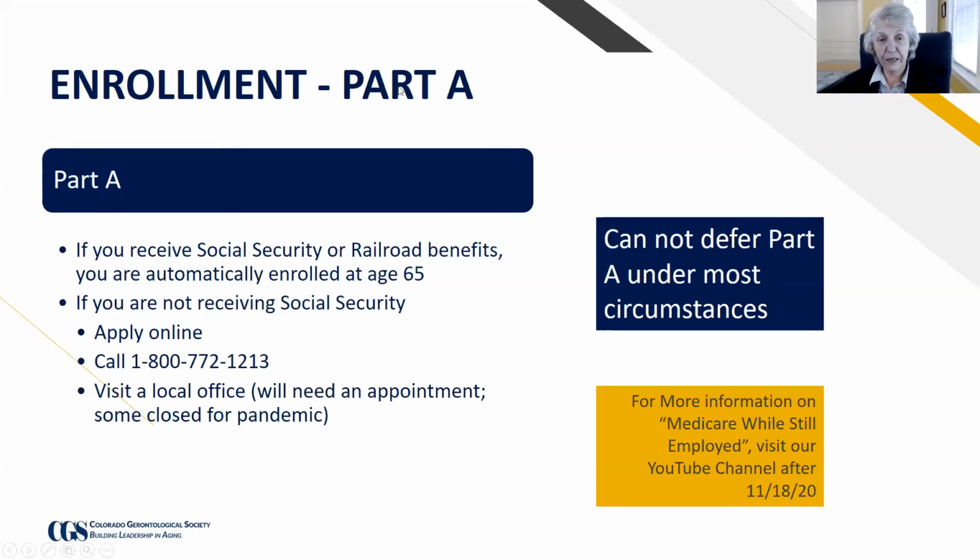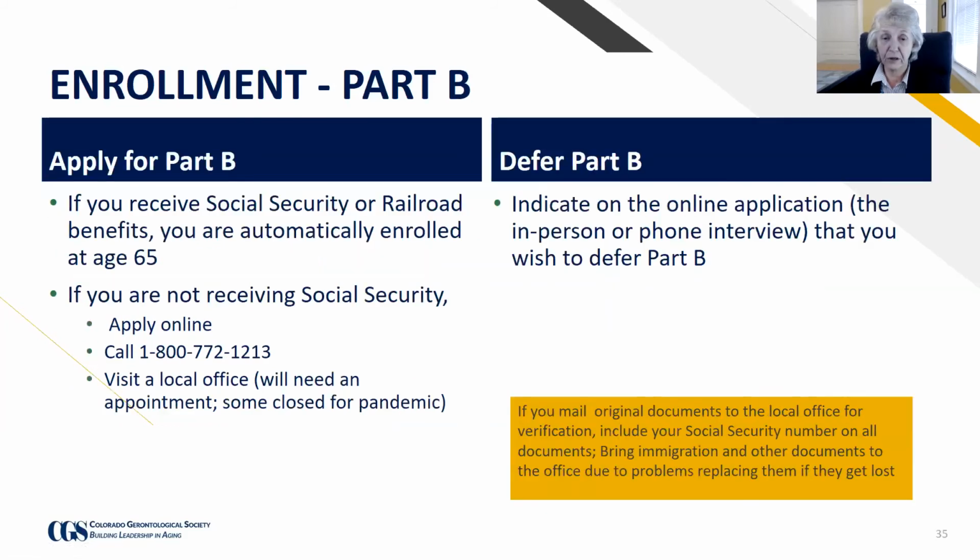So the next thing we want to take a look at real quick is enrollment in Part A. Again, if you receive Social Security or retirement benefits, you've already been enrolled. If not, open the Social Security account and apply online, on the phone, or at a local office. You basically cannot defer Medicare Part A. So once you turn 65, you open the Social Security account, or you're already receiving Social Security, and you will get the benefit.